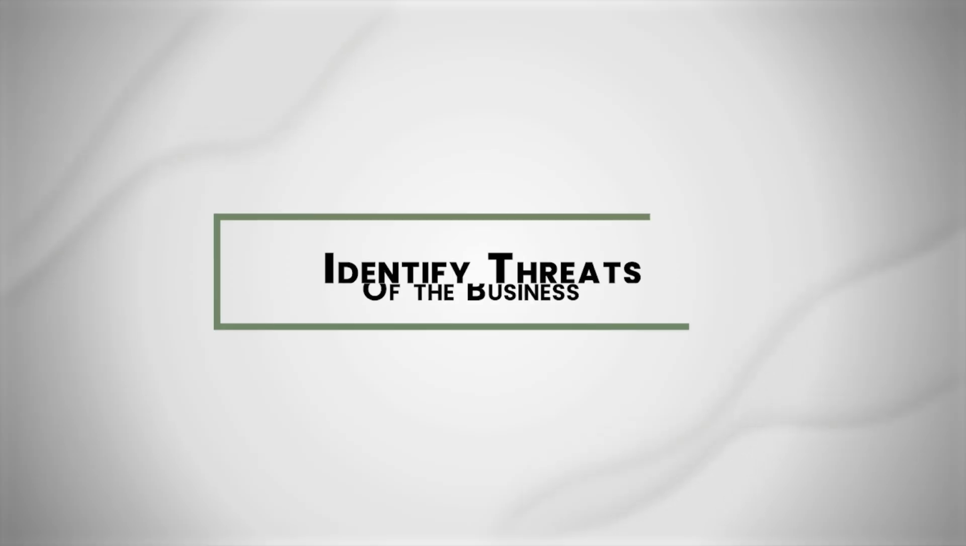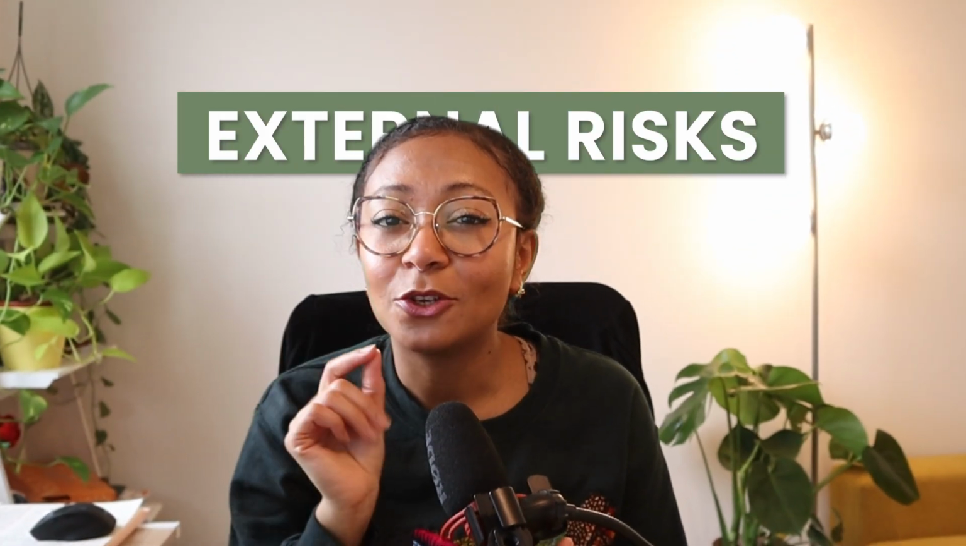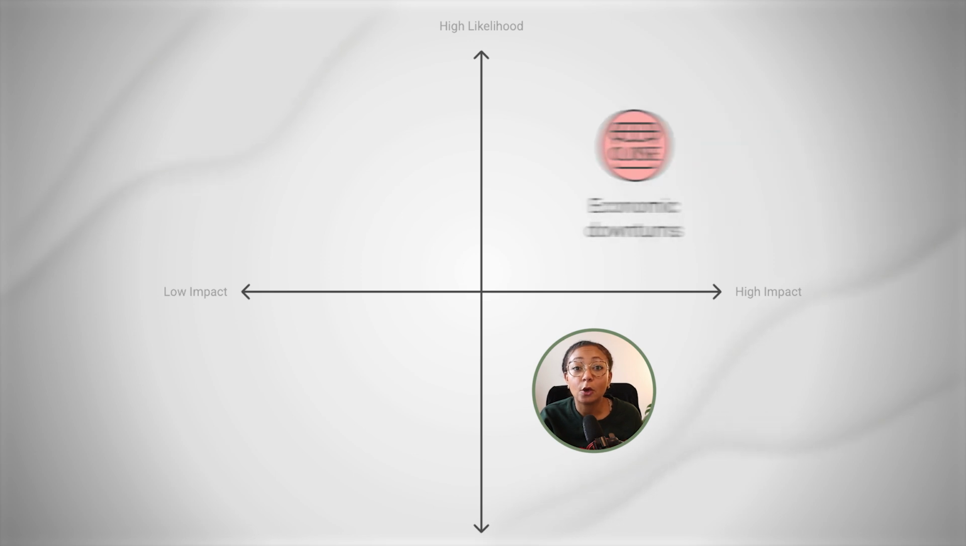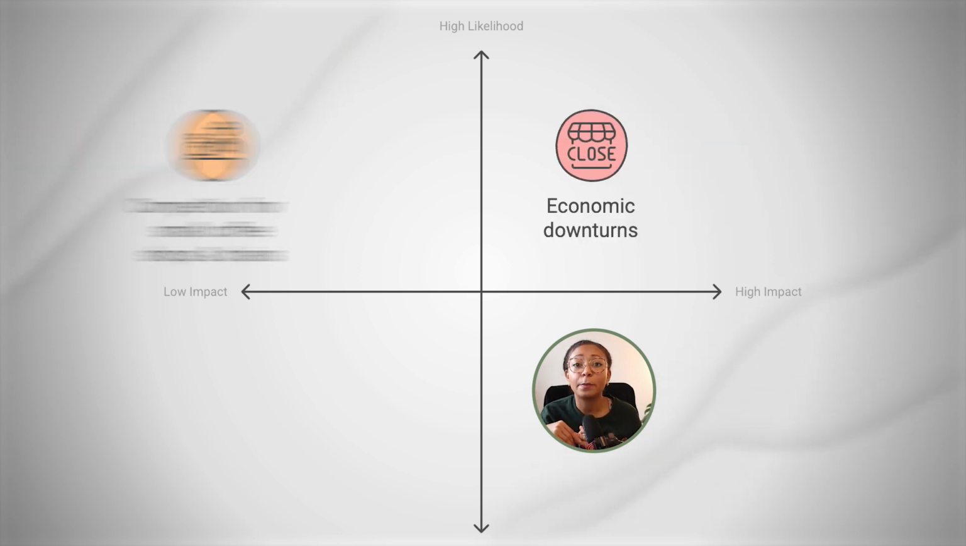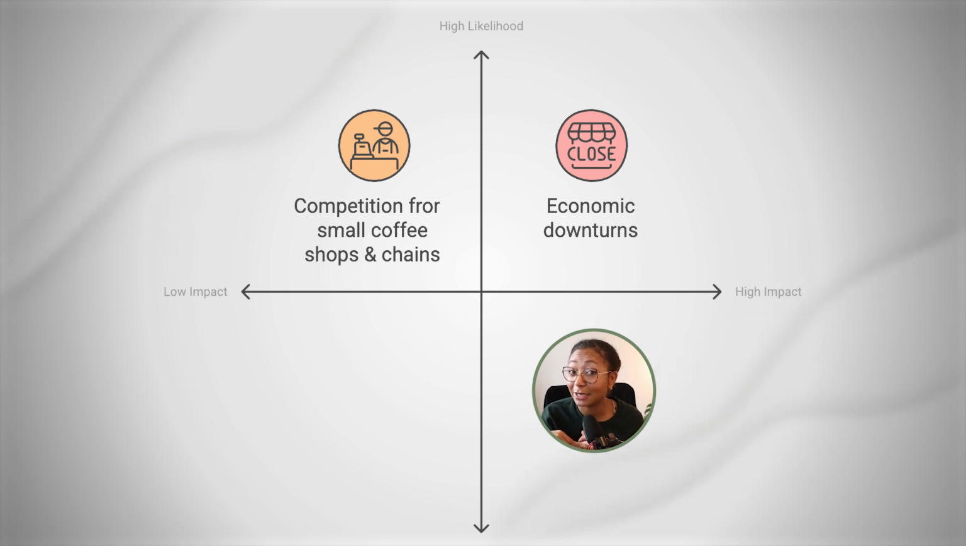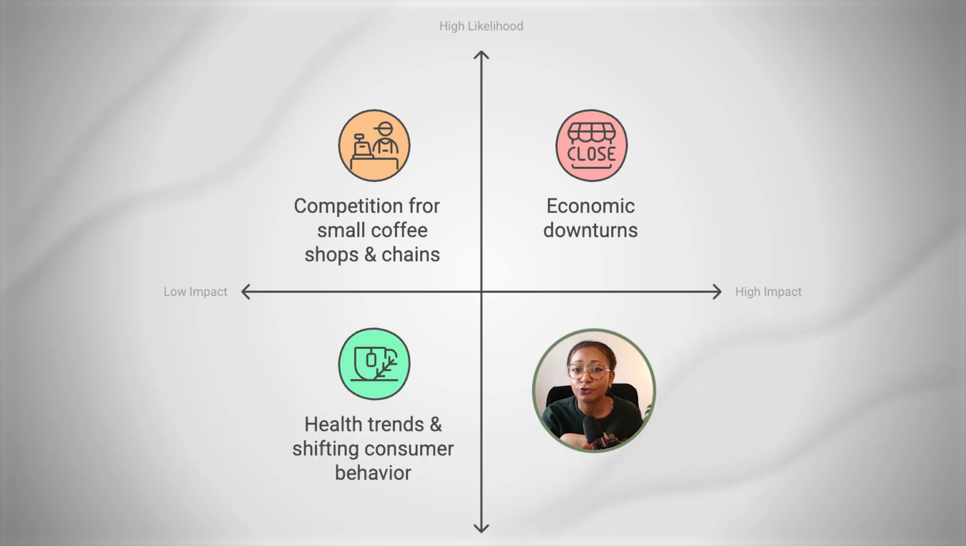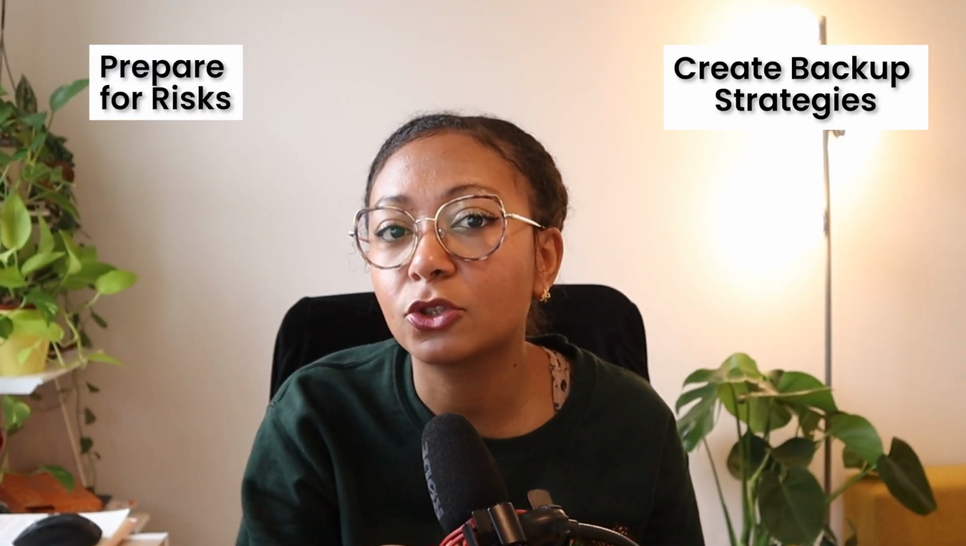Moving on to step four, which is identifying the threats. These are external risks that could harm the business, right? Example could be economic downturns. The customers might cut back on expensive coffee. Another threat could be competition from small coffee shops and chains, meaning that there's more alternatives available to customers. And another threat could be health trends and shifting customer behavior, because more people are switching to tea or more healthy drinks. So identifying threats helps businesses to prepare for risks and then create backup strategies.